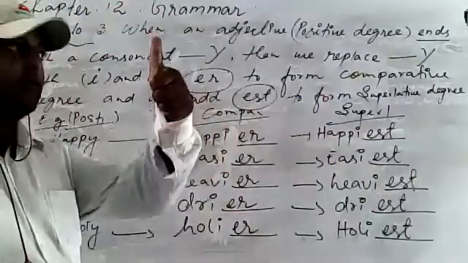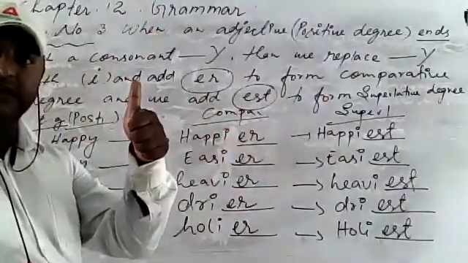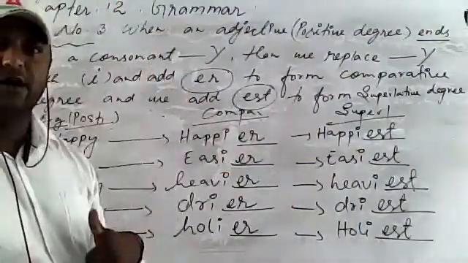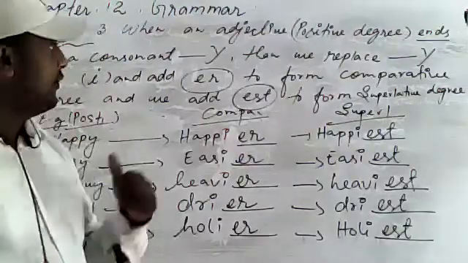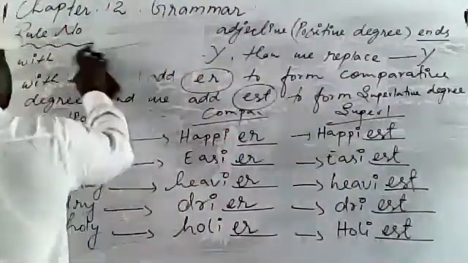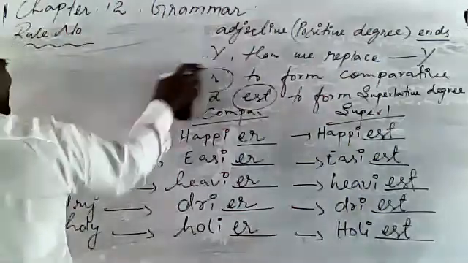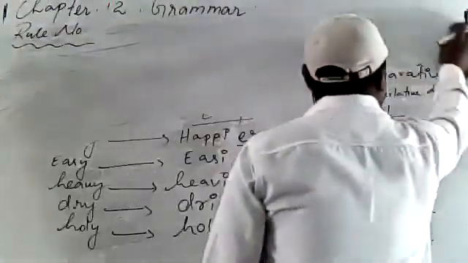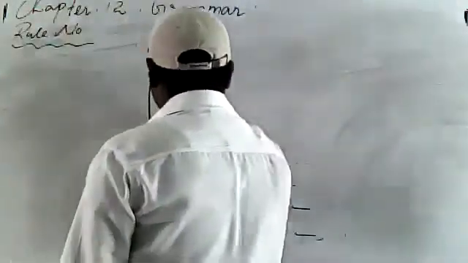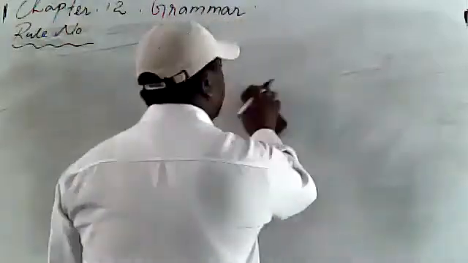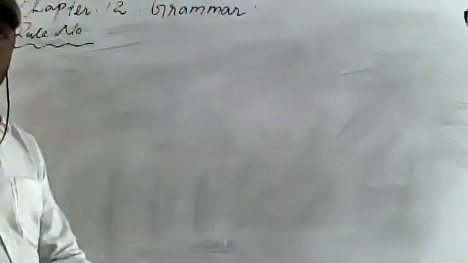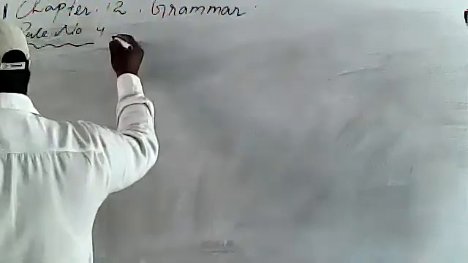I hope you understand, everyone. Everyone, is it clear? Come on, show me your thumb. Show me your thumb, beta. If you have understood, show your thumb that yes sir, it is clear. Okay, thank you very much. Now let us move on to rule number 4. Okay, now class, let us move on to rule number 4.